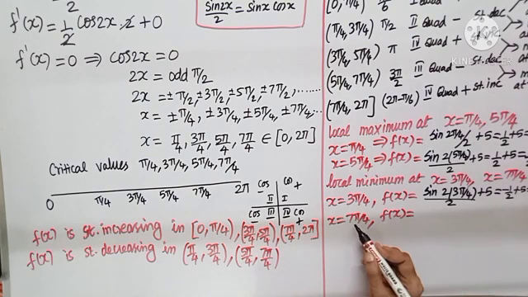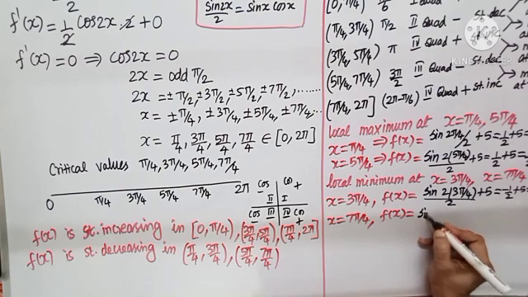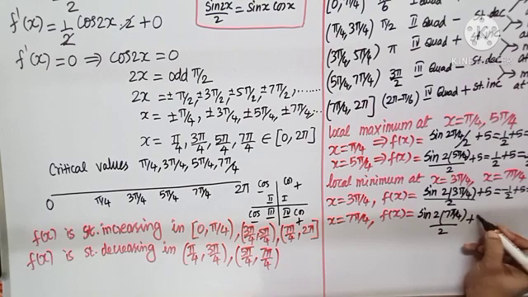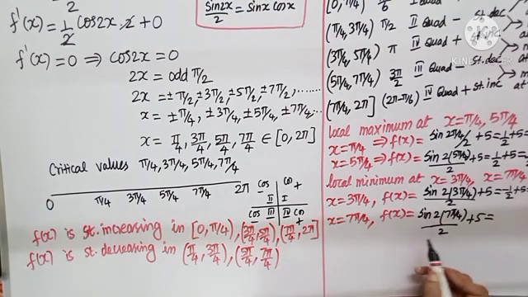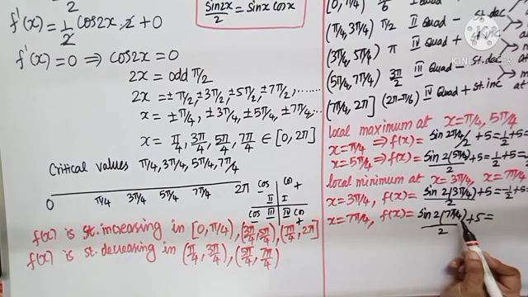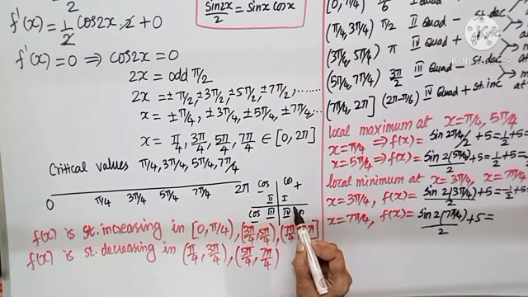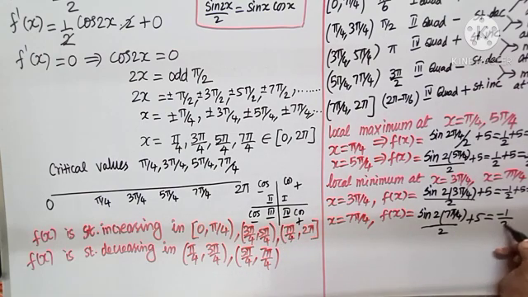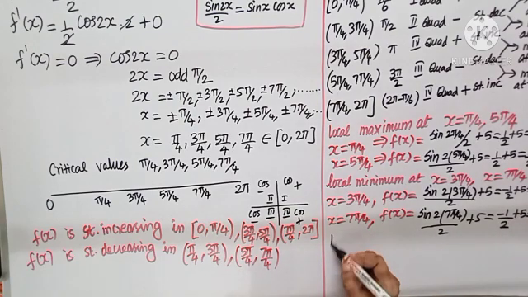Similarly, when x is 7π by 4, sin 2 into 7π by 4, by 2, plus 5. It is 7π by 2. 7π by 2 is 1 π by 2, 2, 3, 4, 5, 6, 7. We are in the third quadrant. Again it is minus 1. So minus 1 by 2 plus 5, which is 9 by 2. So let us take and write the answer.